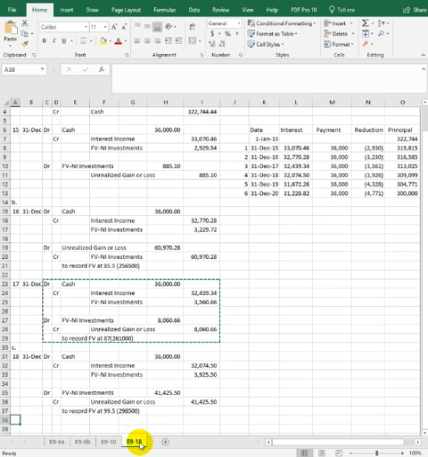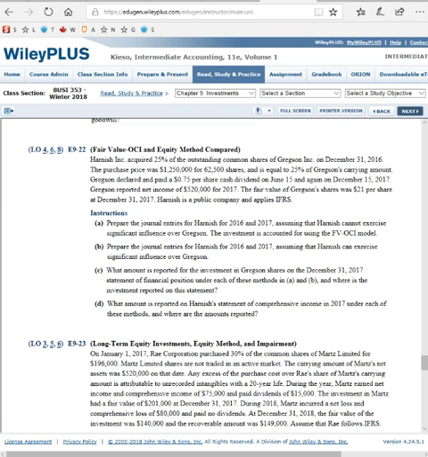We're not quite done, though. We have one more question. We have question number 22 that we need to consider, and question number 22 is next on our agenda. So, question number 22 is shown here.